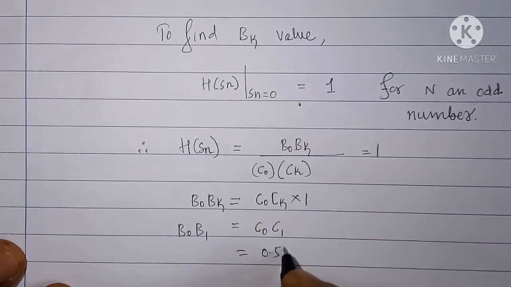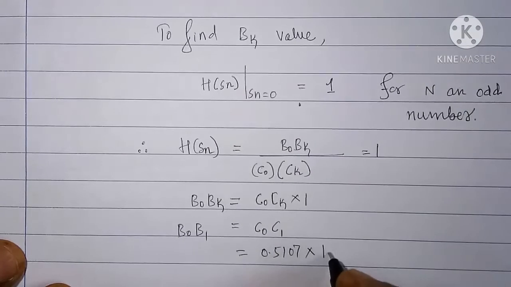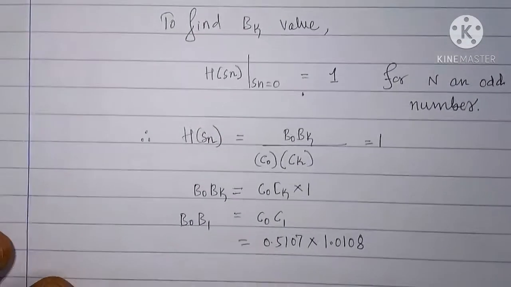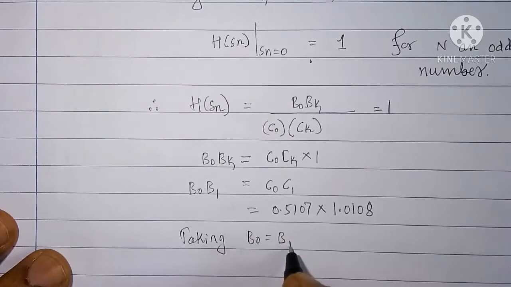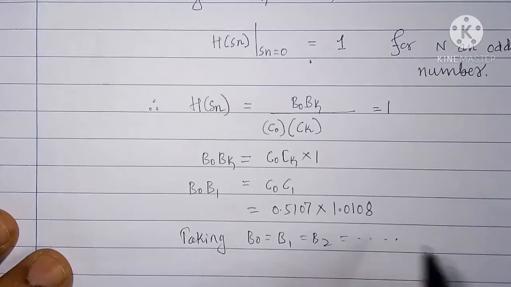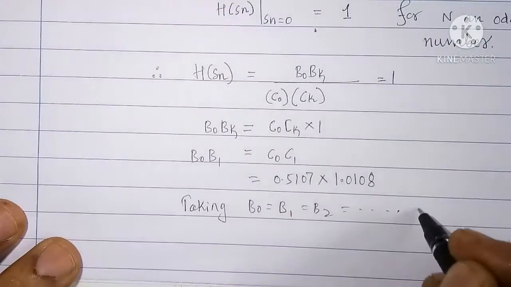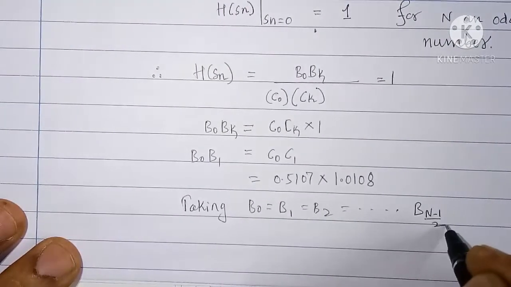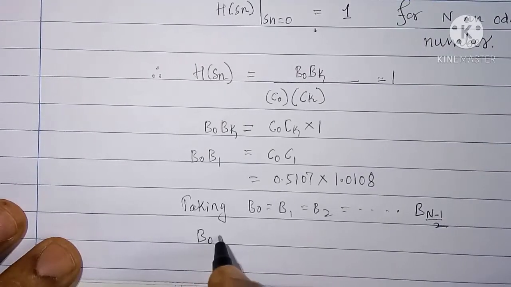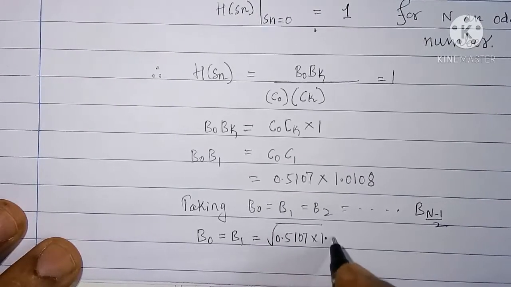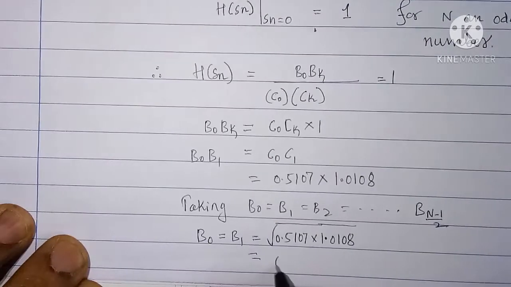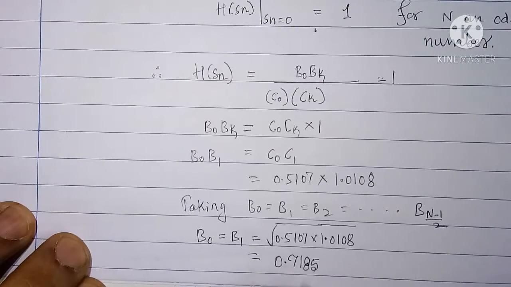C0 is 0.5107 and C1 is 1.0108. Taking B0 equal to B1 equal to B2 equal to dash dash dash up to B (n minus 1) by 2, we get B0 equal to B1 equal to under root 0.5107 into 1.0108, and that becomes 0.7185.